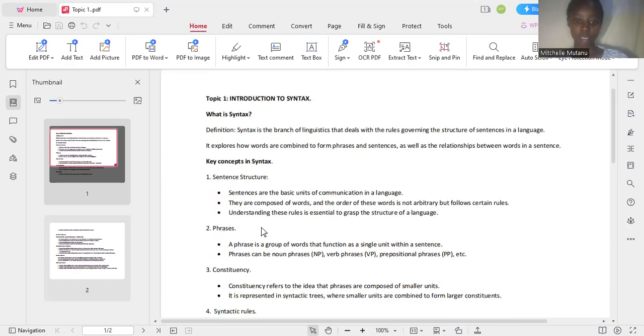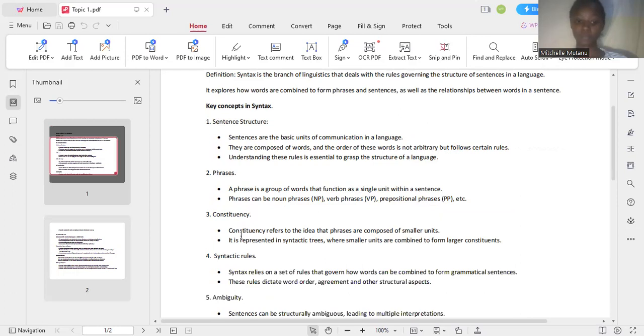A phrase is a group of words that function as a single unit within a sentence. Phrases can be noun phrases, verb phrases, prepositional phrases, etc. Constituency refers to the idea that phrases are composed of smaller units. It is represented in syntactic trees where smaller units are combined to form larger constituents.